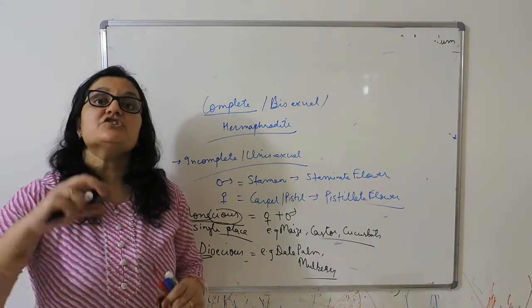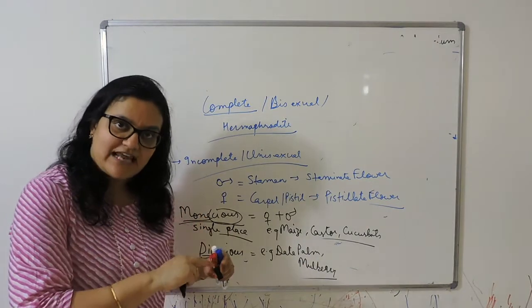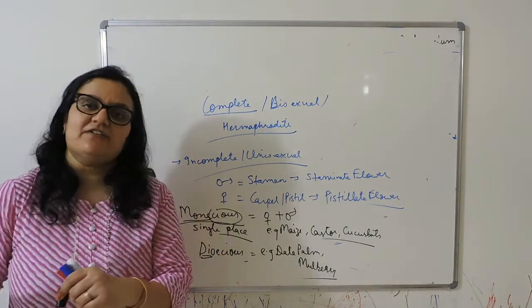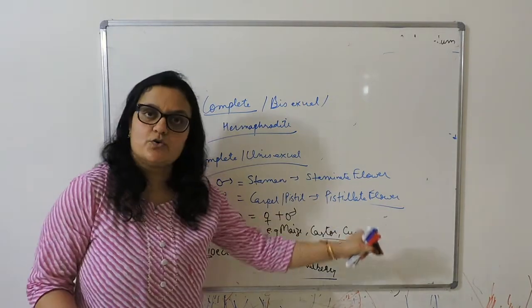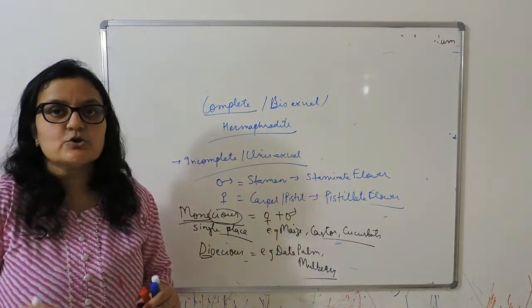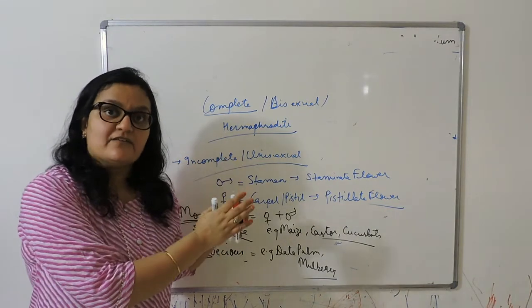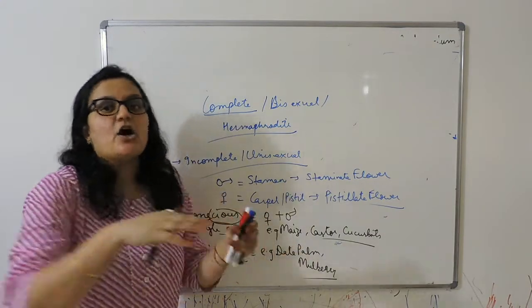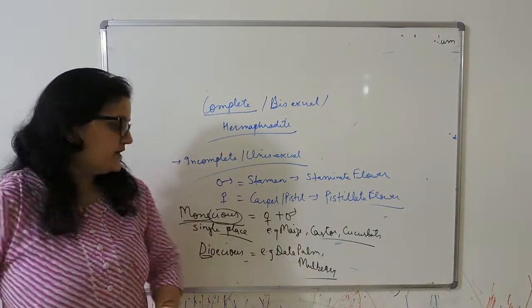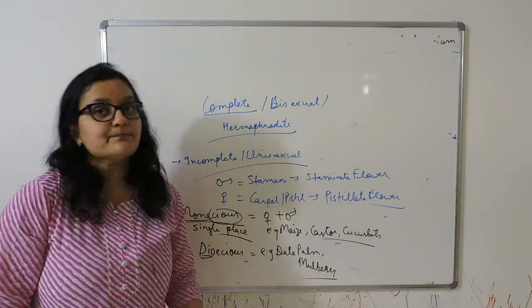Monoecious plant is one in which both male staminate and female pistillate flowers are present on the same plant. Examples: maize, castor and cucurbitaceae. Dioecious plants are those in which male flowers, meaning staminate flowers, are on a different plant and pistillate flowers on a different plant. Examples are date palm and mulberry.